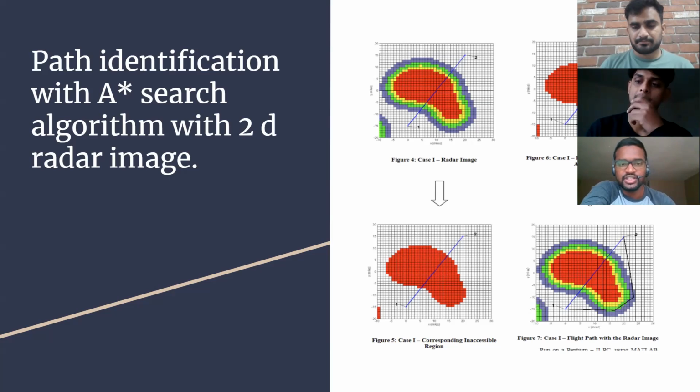So this heuristic function is developed to find the actual cost, which is the line length L, and it needs to make minimal turns to avoid the high intensity areas. The algorithm needs to identify this path.